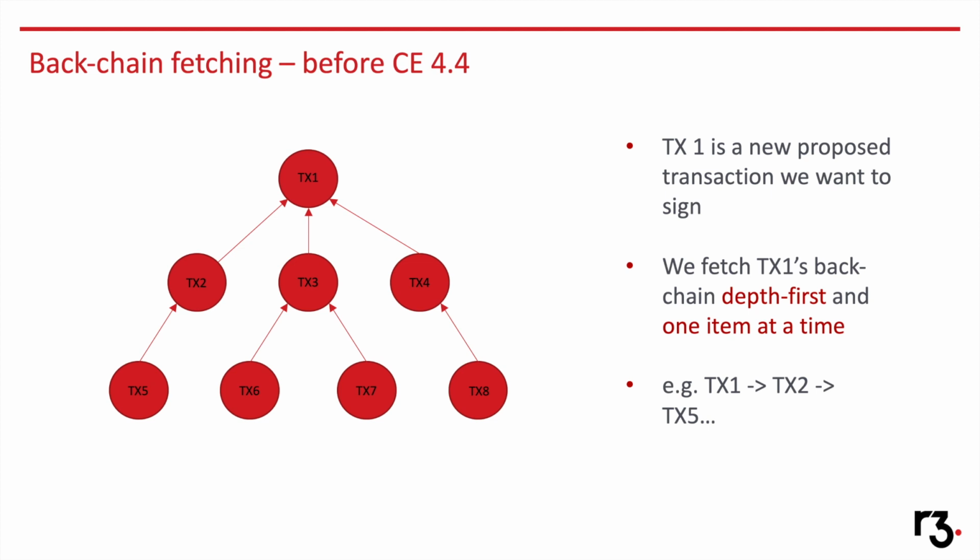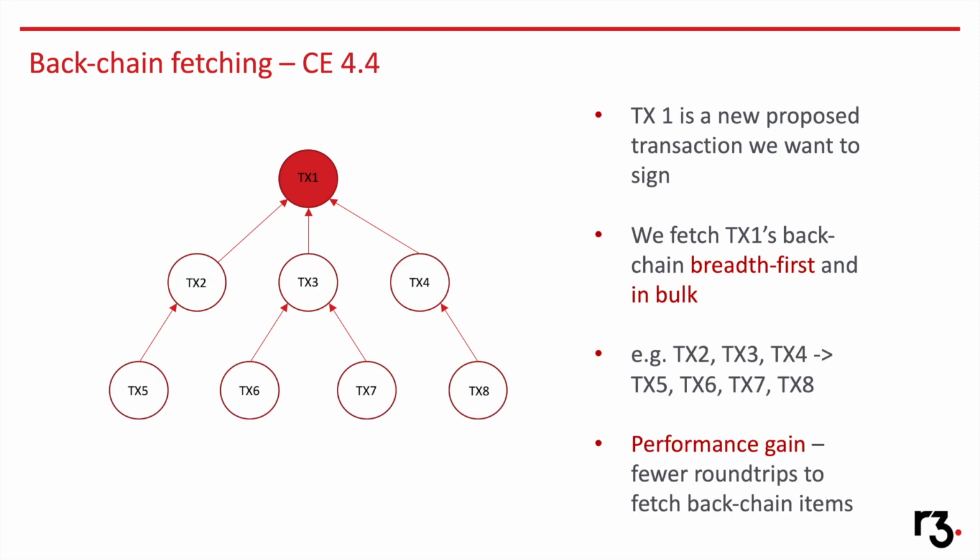Okay. And so let's have a look at how things have changed in Corda Enterprise 4.4. So the starting point is the same. We still have this transaction 1 that we want to verify the validity of. And what's changed is that now instead of going depth first, we go breadth first, and we can fetch more than one item at the same time. Correct. So looking at this model you've got here, transaction 1 we already know is dependent upon transactions 2, 3 and 4. So we can make a single request and a single round trip to another node to request transactions 2, 3 and 4 in one go.